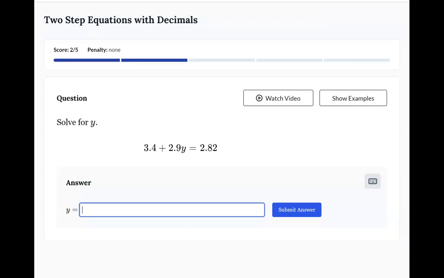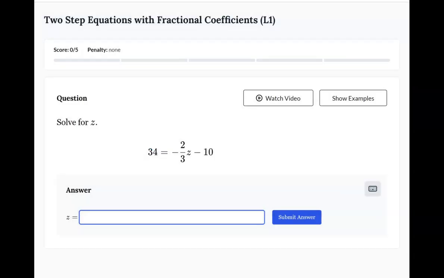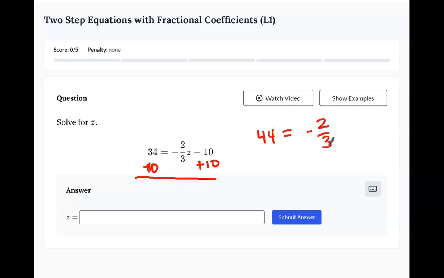I think you're ready to look at the final lesson. And for this lesson, you're still going to clear your constants the same as you did before. I'm going to add 10 to both sides, giving me 44 is equal to -2/3 times z. Now this is the part that gets tricky. Some kids like to divide by fractions. I don't. So instead of dividing by -2/3, I'm going to multiply by the reciprocal, -3/2.